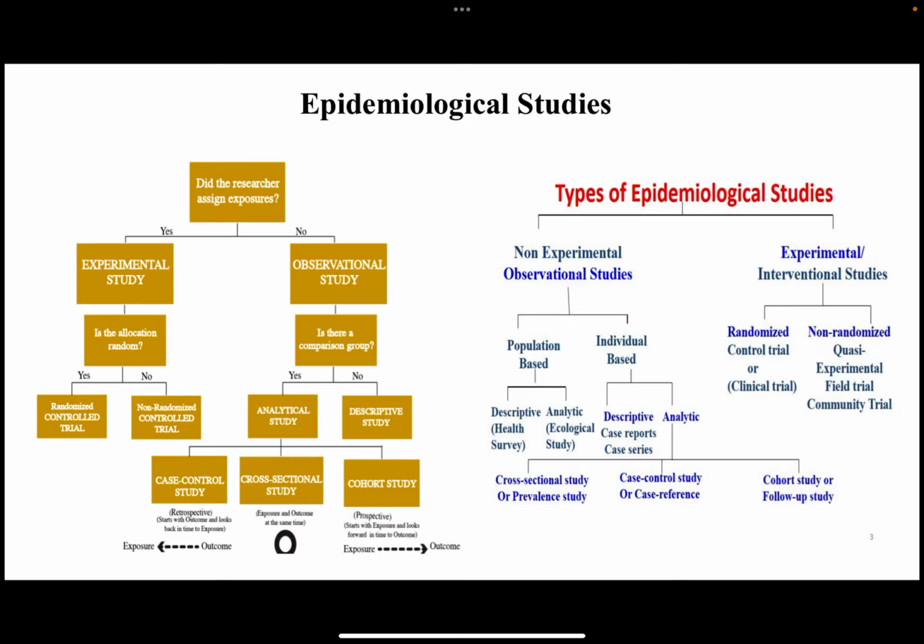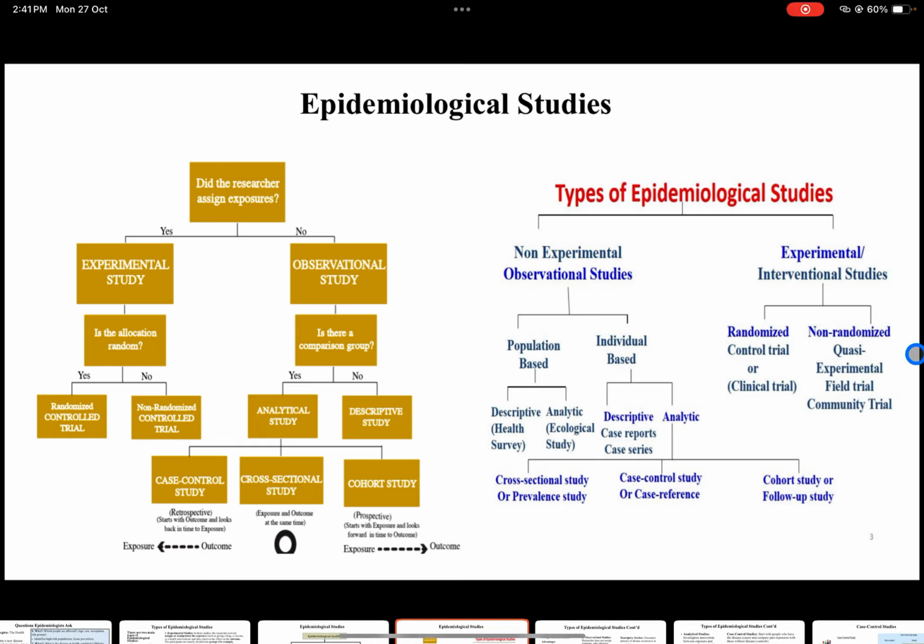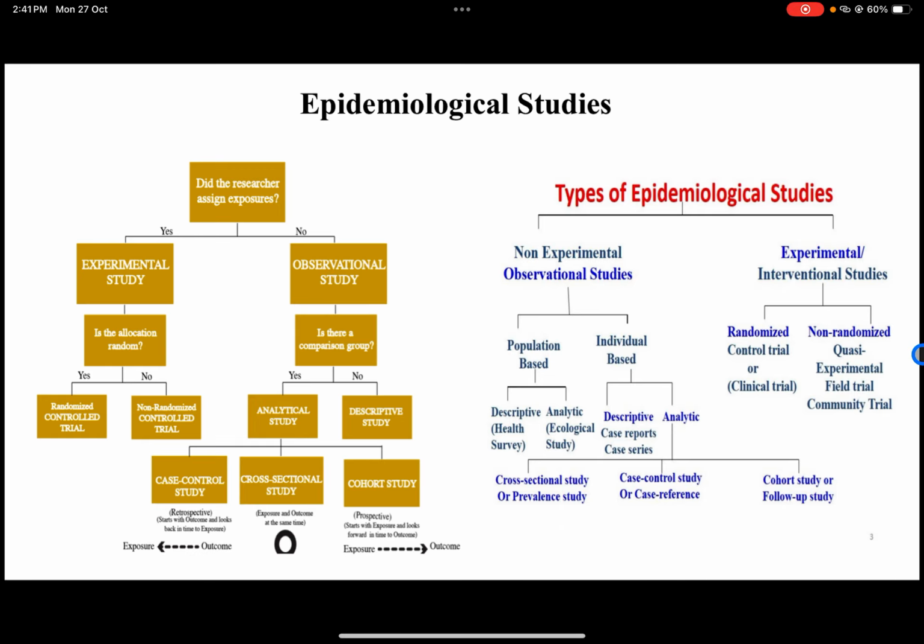Now, under the experimental or interventional studies, we can have two sub-classifications. The first one is called randomized control trial or clinical trial. And the second one is called non-randomized control trial, or quasi-experimental, or you can call it field trial or community trial.